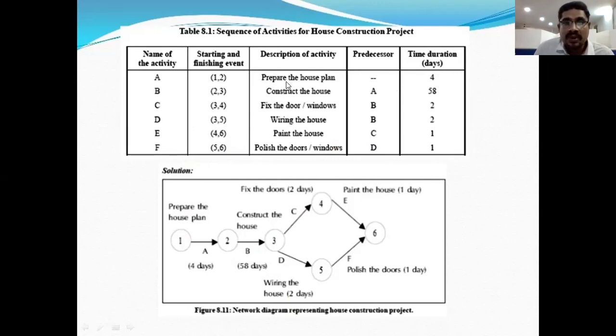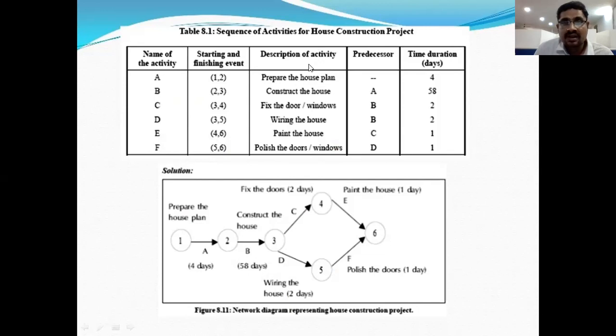So here, look at this. Prepare house plan, this is the first activity A. The next activity B, construct the house. C activity, fix the doors and windows. D activity of our house construction project is wiring the house. E activity, painting the total house. And F activity, polish the doors and windows. These are a few activities and a few examples of house construction of a project, to easily understand and easily draw the network diagram.